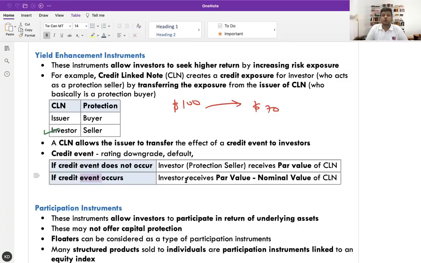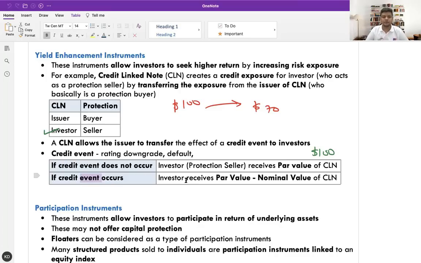But if the default doesn't occur, I will get the entire principal back. That is $100. So I invested $100 into it, and I'll get my $100 only if there is no default. If there is a default, the investor will get par value minus the nominal value of the CLN. So I may not get my entire $100 back. Whatever is the loss, after the adjustment of the loss, whatever is remaining is what I will get. So if there is a $30 loss in the instrument, whatever is remaining, the nominal value as of now, will be adjusted from the par value, and the remaining value is what I'll get.